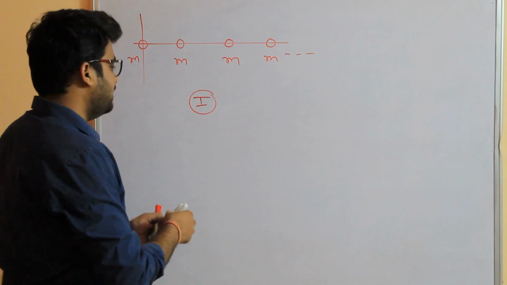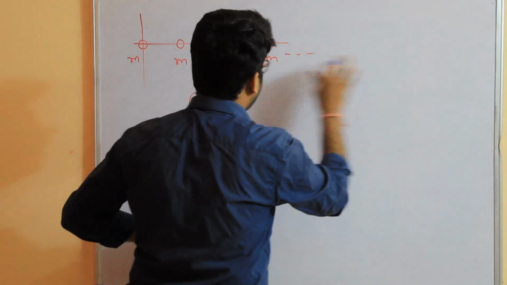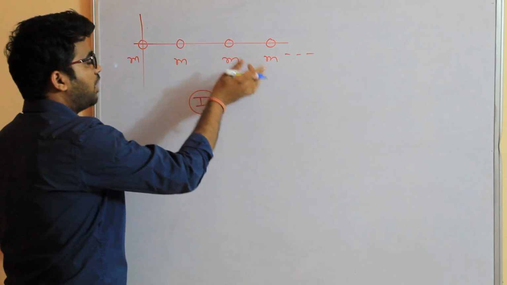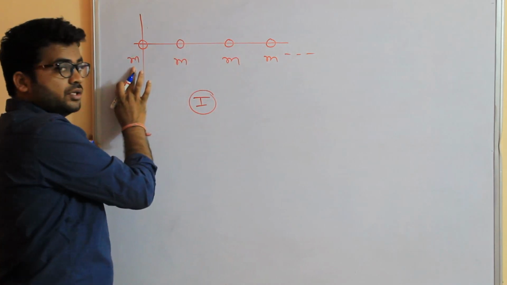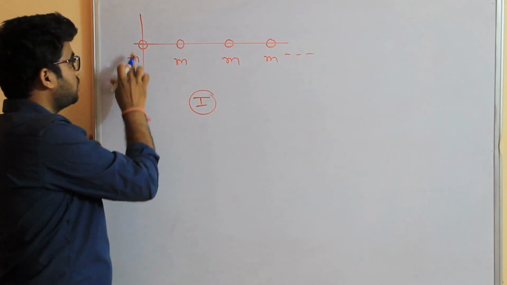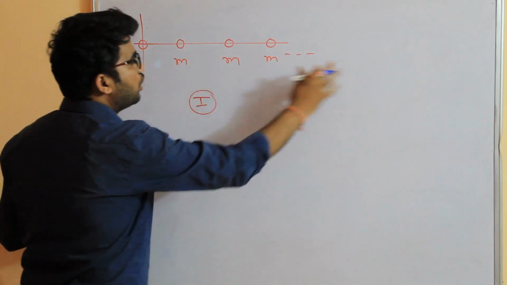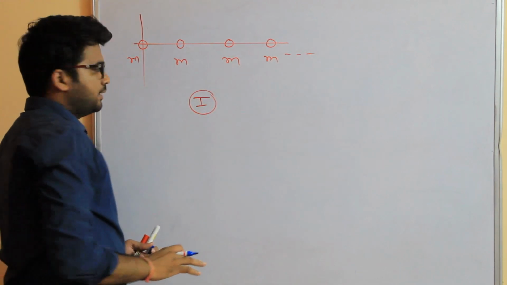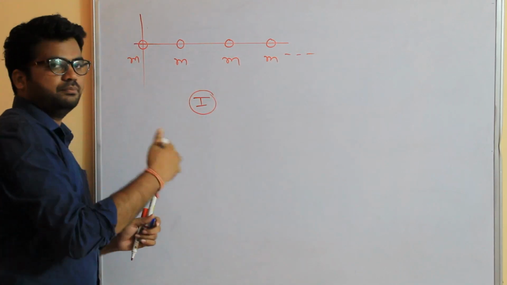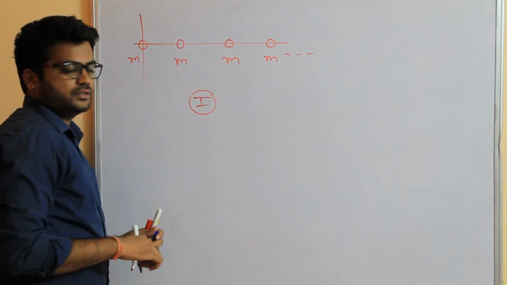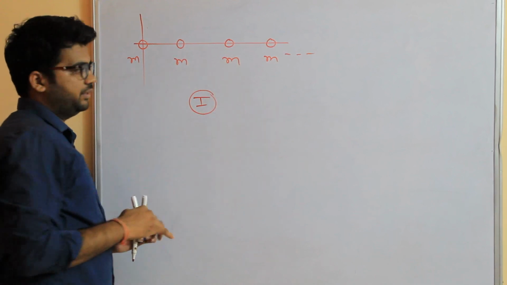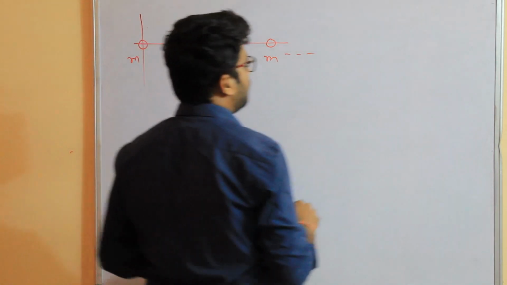Now the second model is, and these masses are supposed to be at infinity, and you have to find the net force of attraction on this m due to all other masses. How that will come, I will tell you after these 6 models are done.